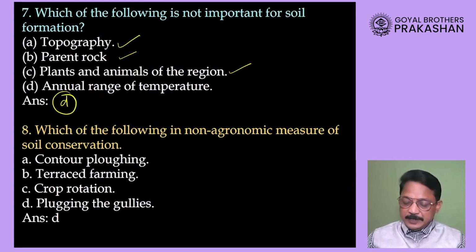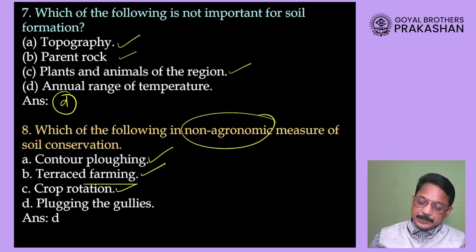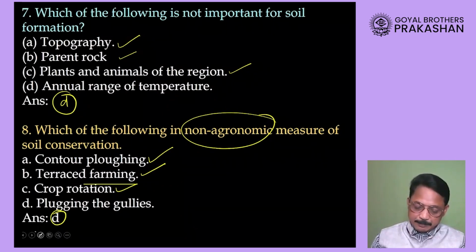Which of the following is a non-agronomic measure, that means not related to agriculture? No, contour plowing is related to agriculture. Terrace farming related to agriculture. Crop rotation is also related to agriculture. Plugging the gully is not related to agriculture. This is a non-agronomic measure. So our answer should be D, that is plugging the gullies.